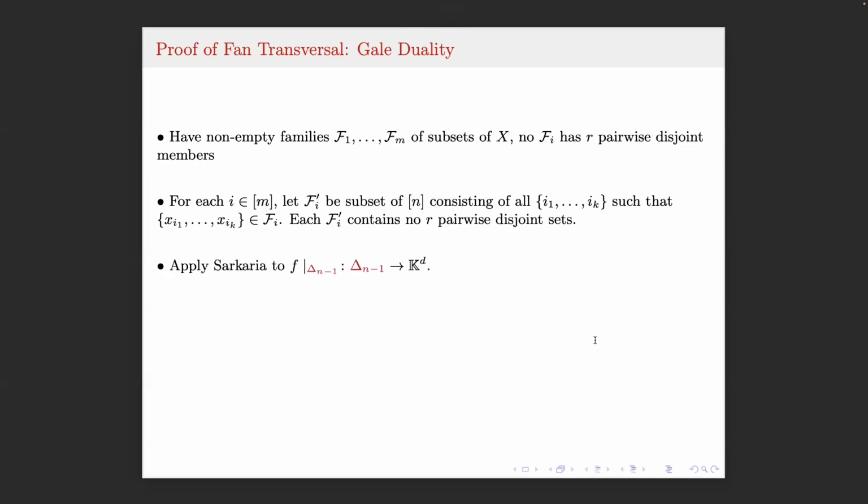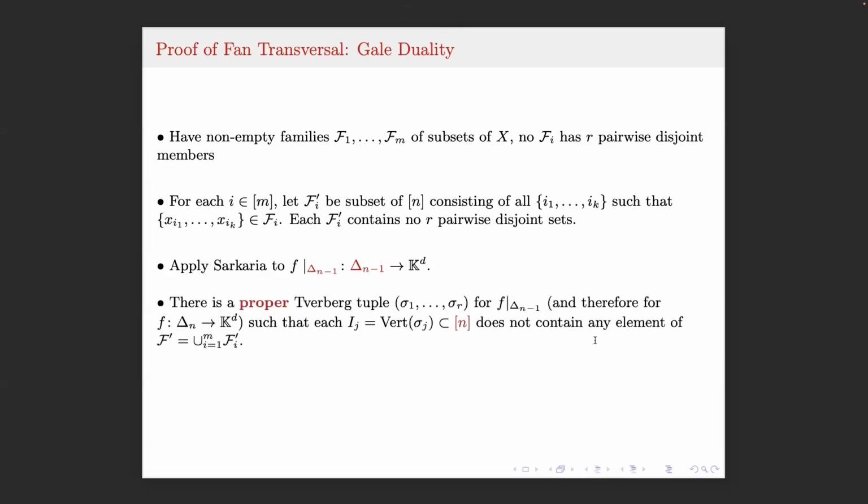Where we're going to apply it, remember we have this extra point, 1 through n plus 1. We're just going to apply it on the first n points, a1 through an. And we can do this because the numbers are correct. So this gives us a proper Tverberg tuple for the restriction, and therefore also for the full thing. So if I look at the vertex set of each of these sigma j, each of them is contained in n, and none of them contain any element of the union of the F sub I primes. So in particular, a sub n plus 1 is uninvolved in this Tverberg partition.